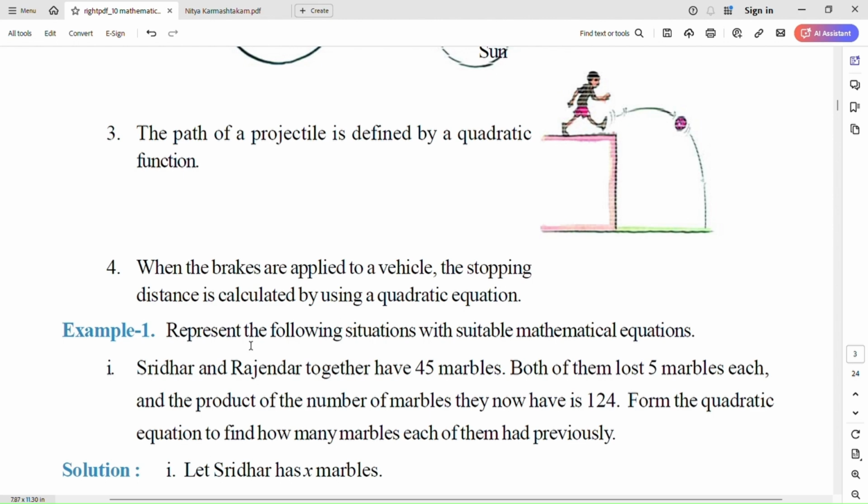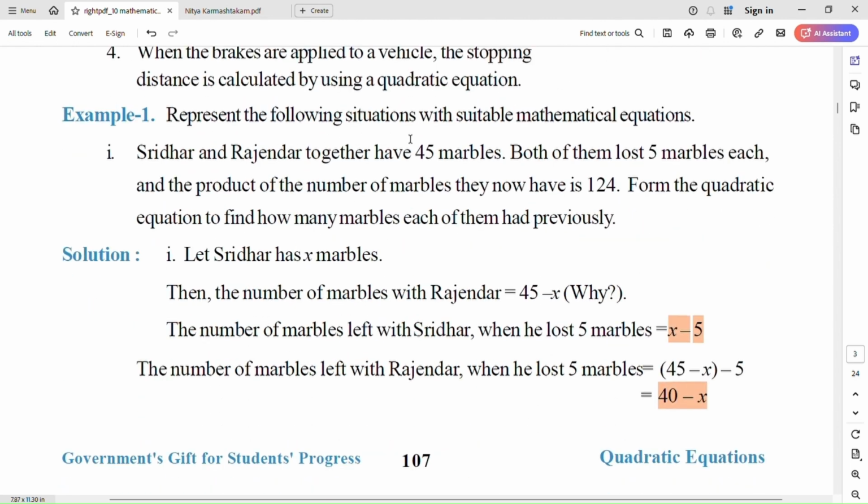Now next, represent the following situations with suitable mathematical equations. These are all examples we will learn. First, we should be able to convert the problem into an equation. That is the first step. Once you are very good at that, we will go for solving those problems. First, we will convert into equations.